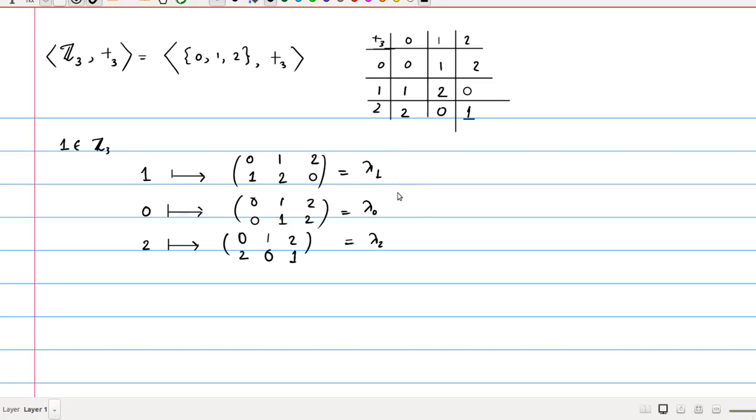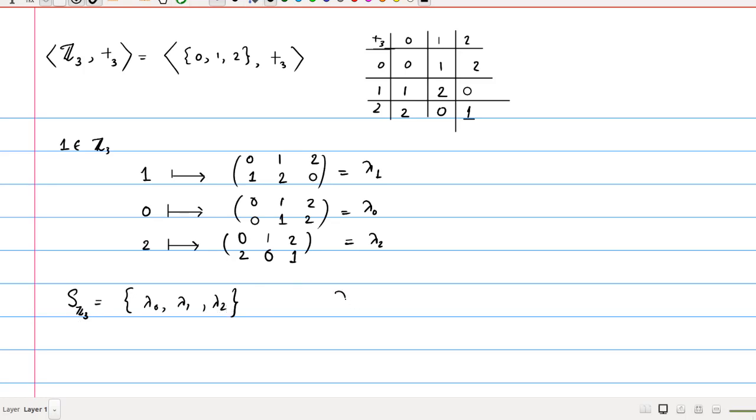Okay, once you obtain these 3 elements, we can construct a new group consisting of these elements, lambda naught, lambda 1, and lambda 2. Okay, and we operate the elements of this. How will you construct the table? So I call this the permutation group. The group corresponds to this Z3, so we write it as S Z3. That's the permutation corresponding to the elements of Z3. So what is the binary operation here?